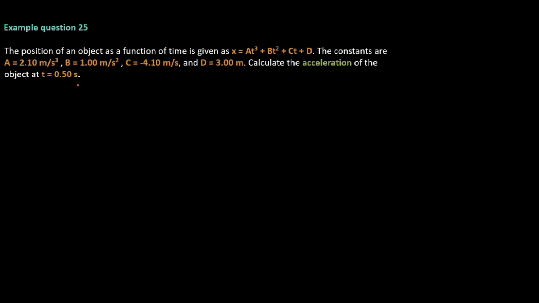Question 25. The position of an object as a function of time is given as x equals at cubed plus bt squared plus ct plus d. The constants are a equals 2.10 meters per second cubed, b equals 1.00 meter per second squared, c equals negative 4.10 meters per second, and d equals 3 meters. Calculate the acceleration of the object at time t equals 0.50 seconds.